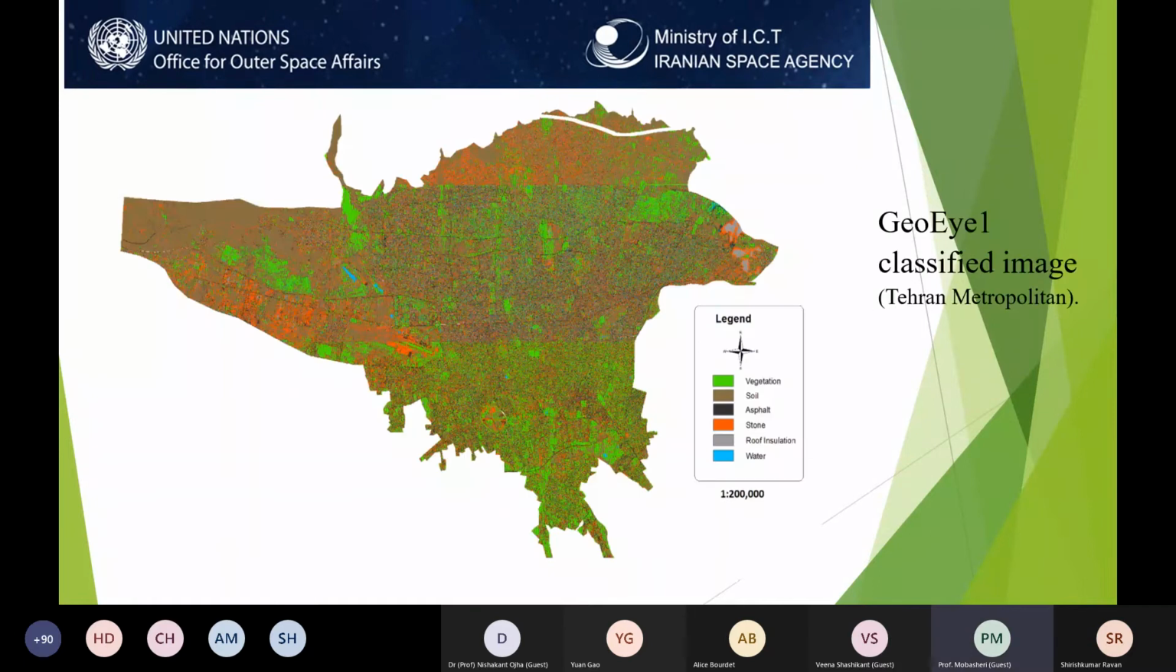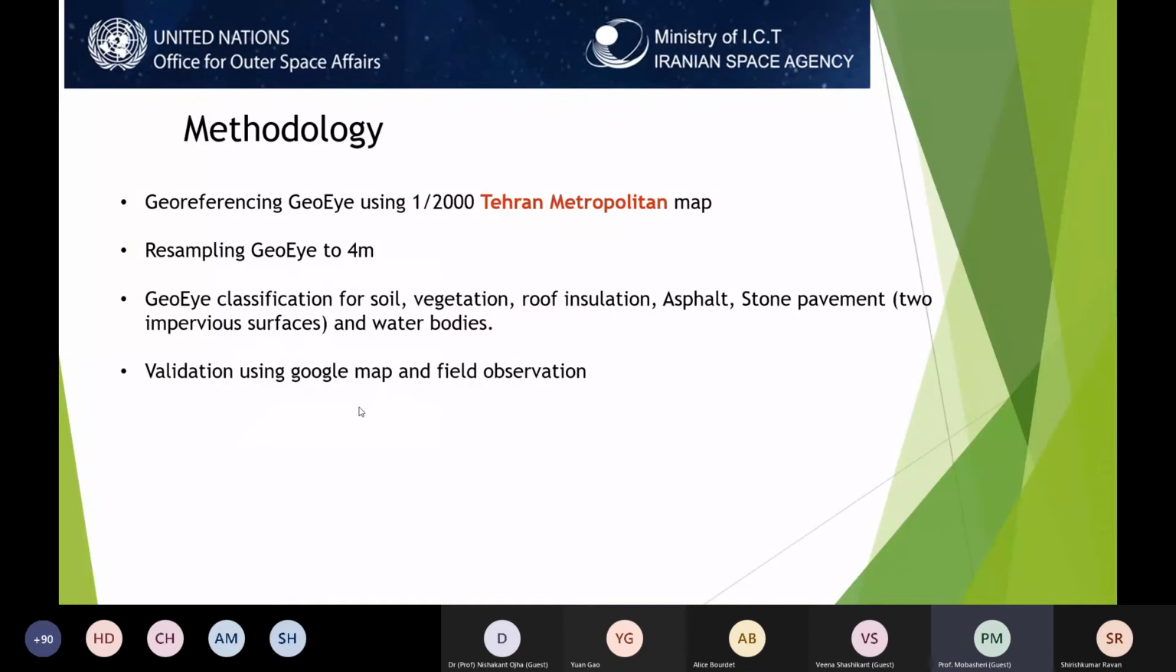So the methodology we used: we georeferenced GeoEye in Tehran metropolitan. Tehran is a big city, let's say 3 kilometers by 24 or 25 kilometers. It's a very big city. We resampled GeoEye to 4 meters, and we classified these GeoEye supervisedly for soil, vegetation, roof insulation, asphalt, stone pavement, which these two are impervious surfaces, and water bodies. For validation, we use Google Map and the field observation as well. So we classified each pixel, we assign a class to each pixel of 4 meter by 4 meters.